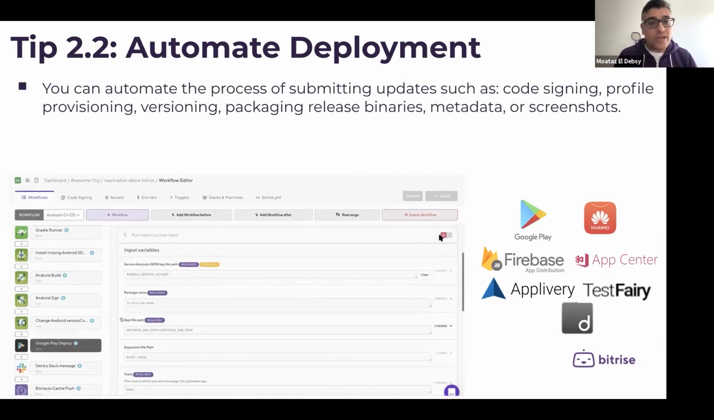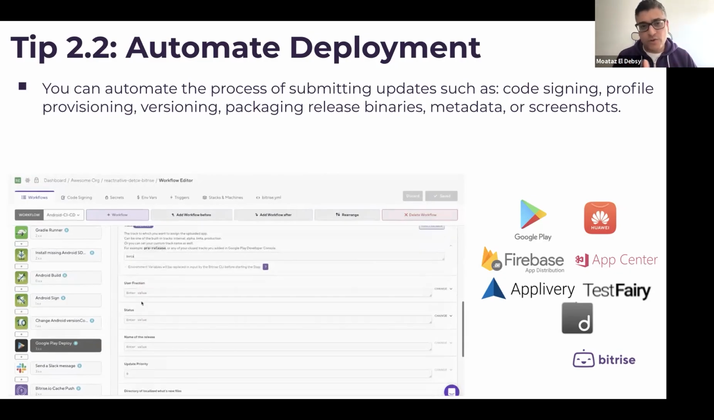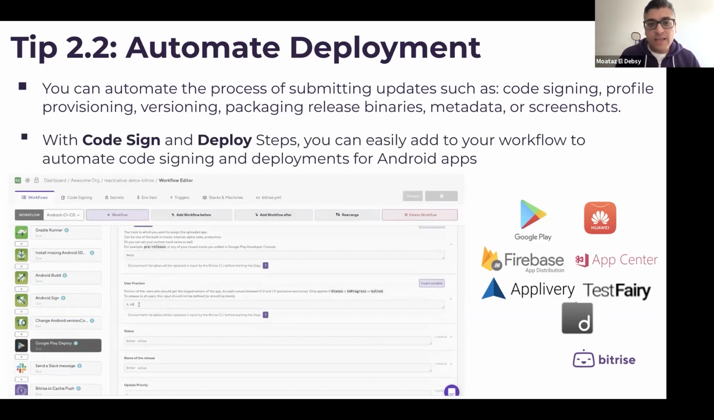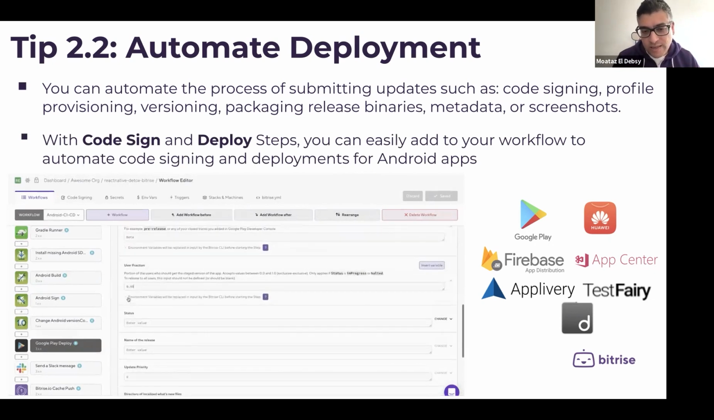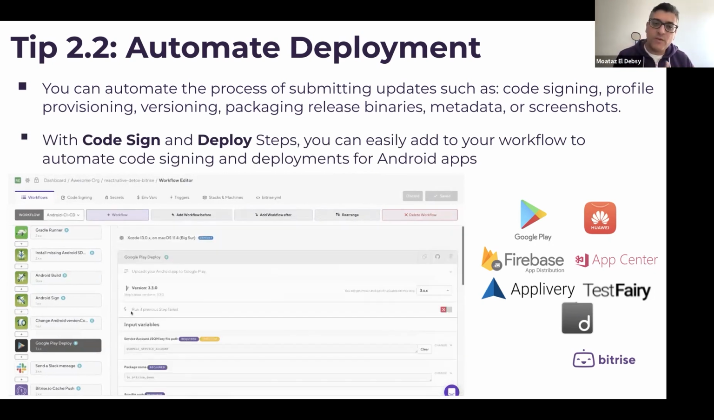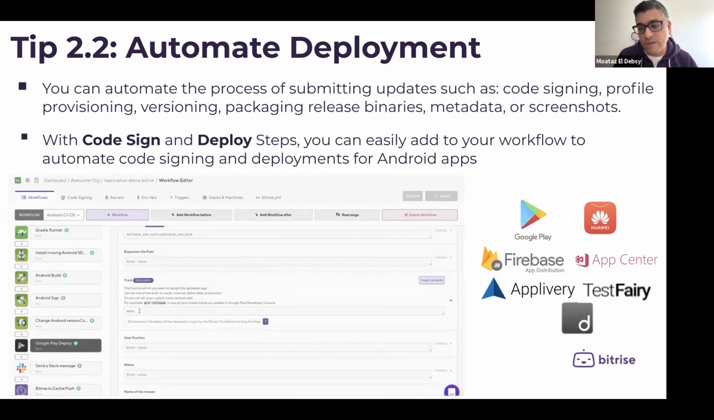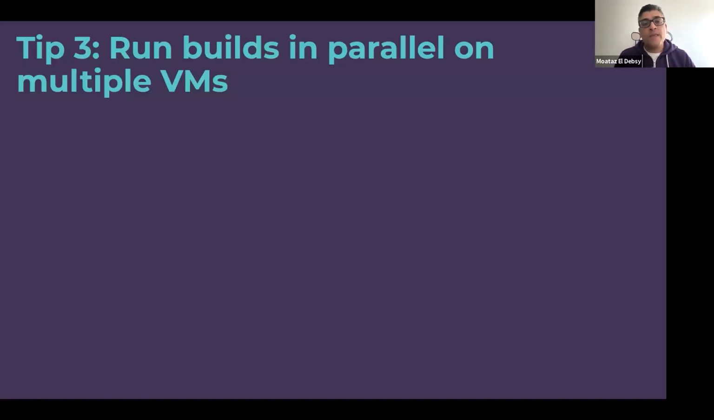So automate deployment: you can automate the process for submitting updates, such as code signing and provisioning. So for sure you have code signing, packaging releases, metadata, or screenshots. Everything can be automated using code sign and deploy steps if you already have them in your CI server. So automating deployment, along with the automation of the UI tests, will help us reduce and optimize the app deployments.